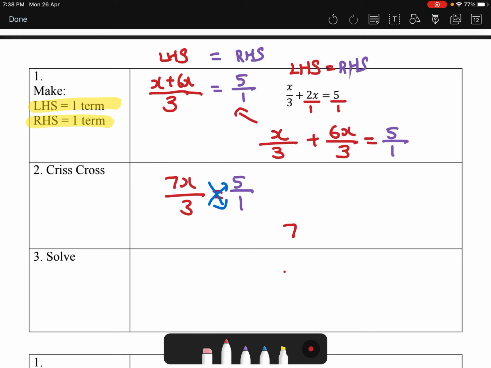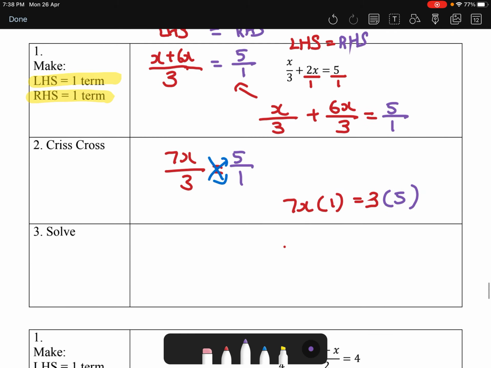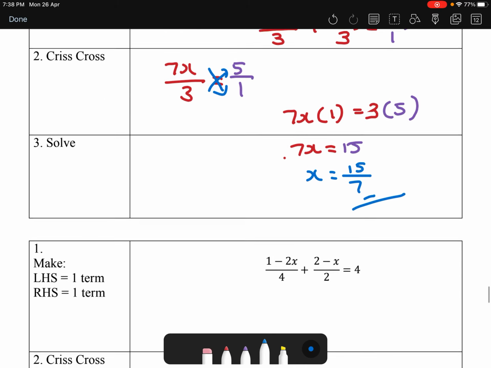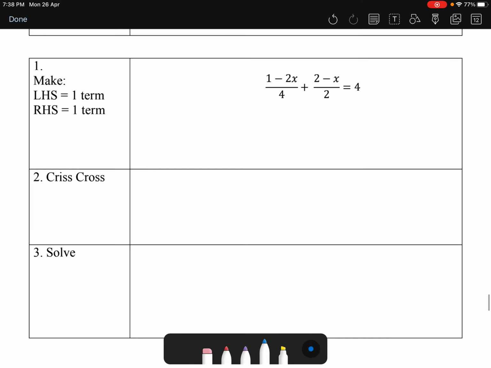So when you crisscross, you should get 7x times 1 equal to 3 times 5. Then, of course, last but not least, you just solve. 7x is equal to 15. Then x is equal to 15 over 7. Alright, so this is how you solve this type of equation. So let's move on to the third case.